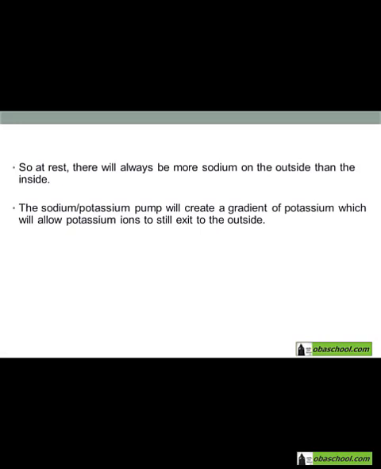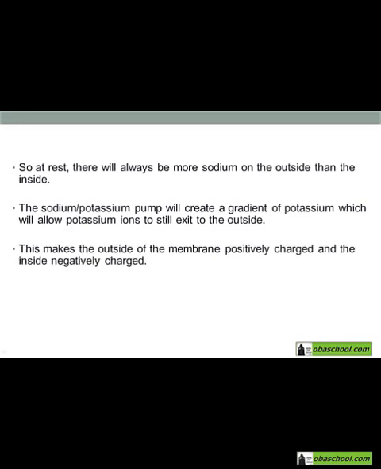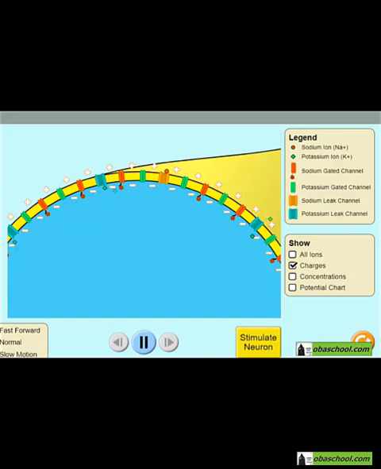The sodium-potassium pump will create a gradient of potassium, which will allow potassium ions to exit to the outside through potassium leak channels that are always open at rest. This makes the outside of the membrane positively charged and the inside negatively charged.